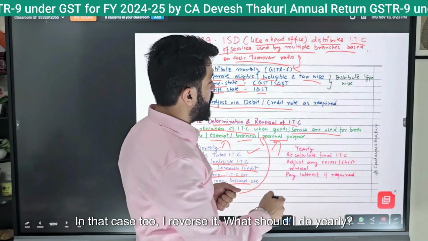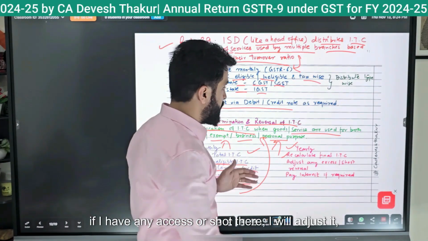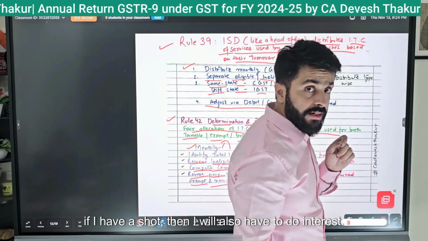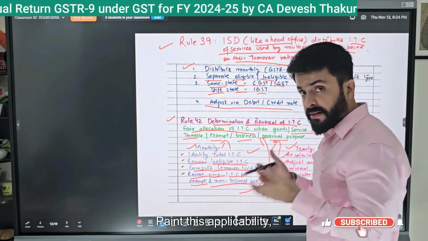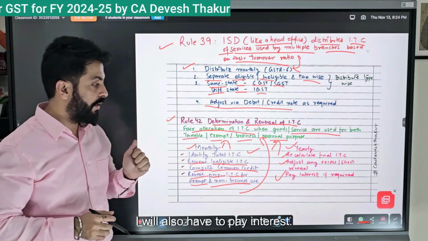What should I do yearly? I will recalculate my ITC again. If I have any excess or short there, I will adjust it. If I have a short, then I will also have to pay interest, where the applicability of interest comes.